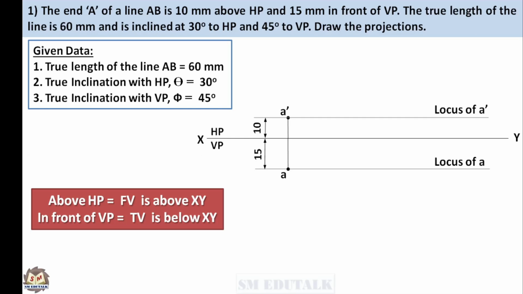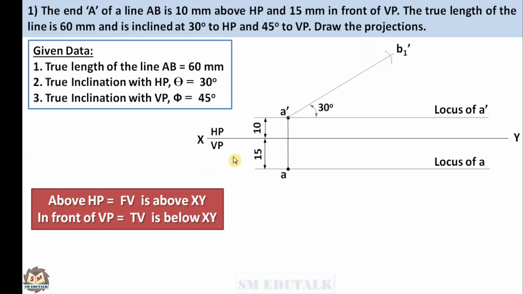The position of endpoint B is not given in the question. Instead of the position, its inclination and length are given. The line AB is inclined at 30 degree to HP. Always, HP condition refers the front view. In first angle projection, front view should come above the XY line. Hence, draw a thin line from the point A dash which is inclined upwards at 30 degree to XY line or locus of A dash. Draw an arc with A dash as center and true length 60 mm as radius.